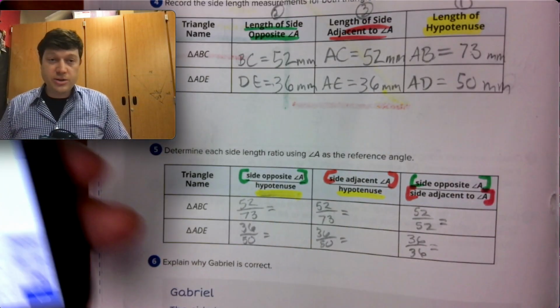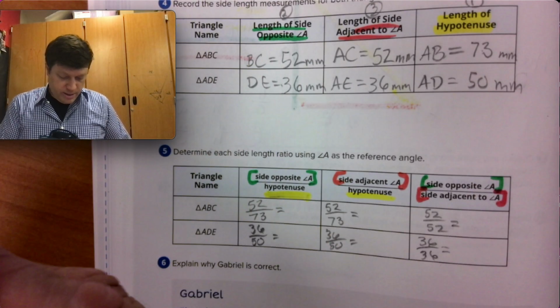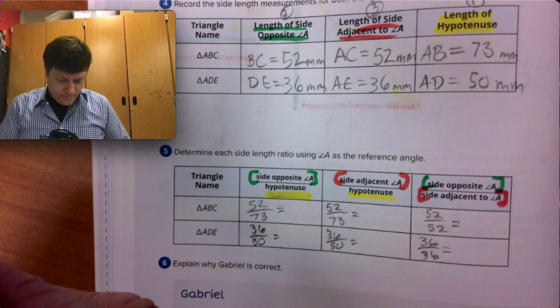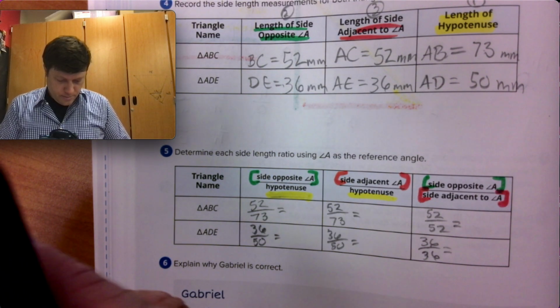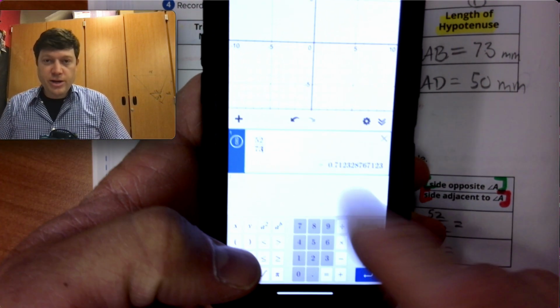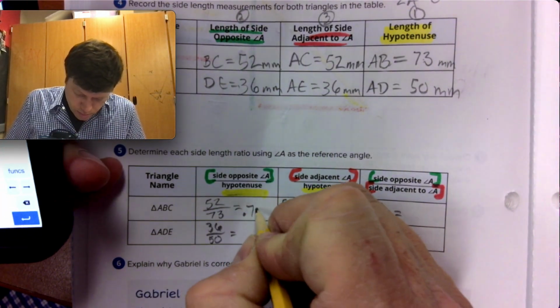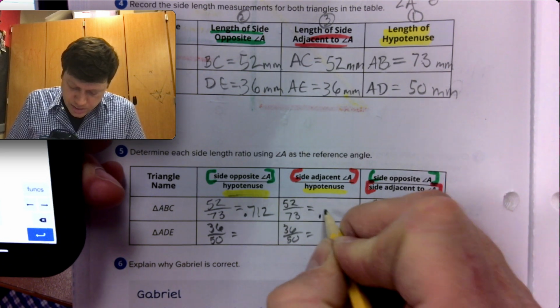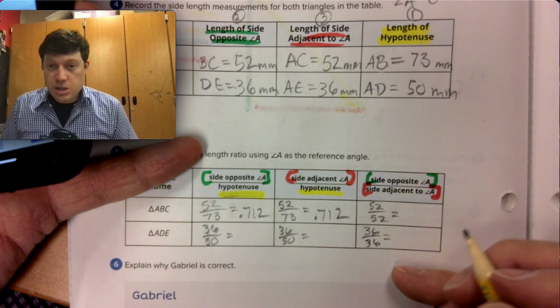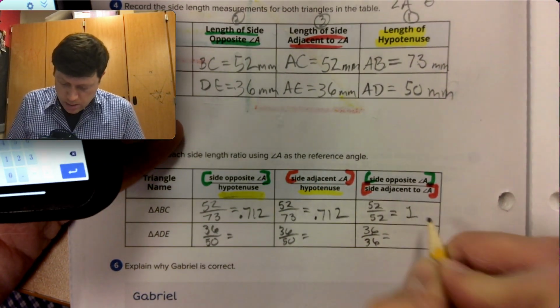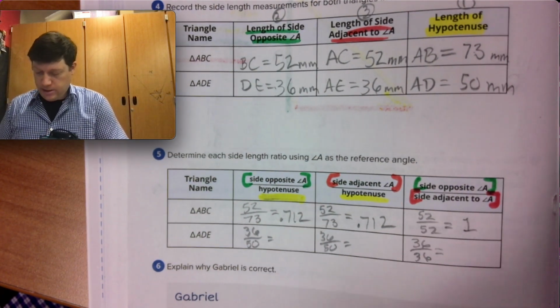Let's get those values. Ready? 52 divided by 73. For 52 divided by 73, I get 0.712, which is in both locations. And then 52 divided by 52 is a 1. Now we're going to do 36 divided by 50.